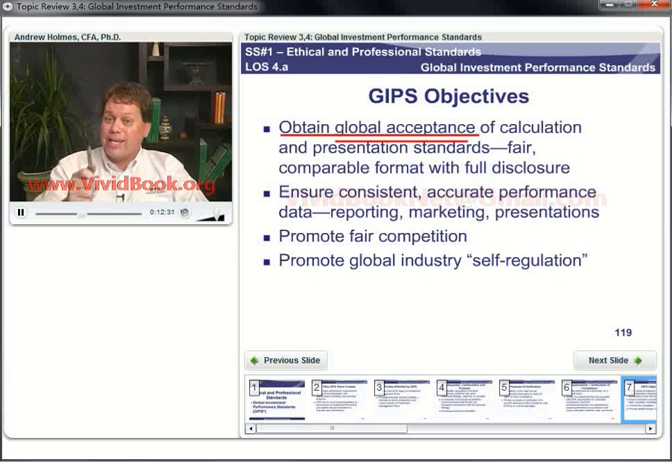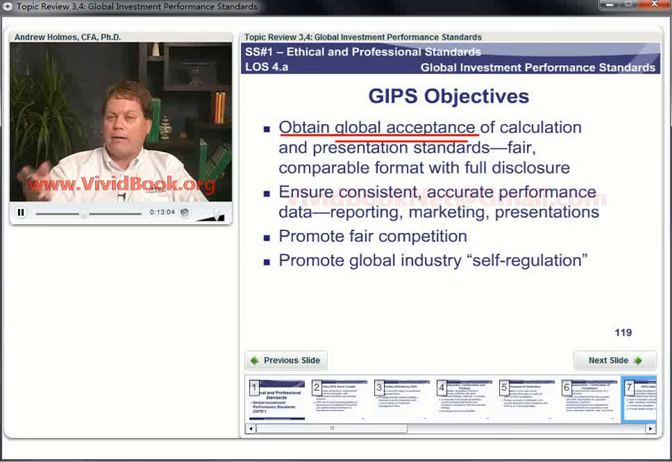So if you're really good, you're going to want to have GIPS. If you're not sure you're good, then maybe you want to obfuscate the truth by some sort of calculation methodology and composite construction games. Well, then you don't want the world moving to GIPS. Now, you, of course, are obligated to have fair, accurate, and complete information. So remember, you are obligated under the code and standards to have fair, accurate, and complete information. GIPS is a tool that you can use to meet that requirement.